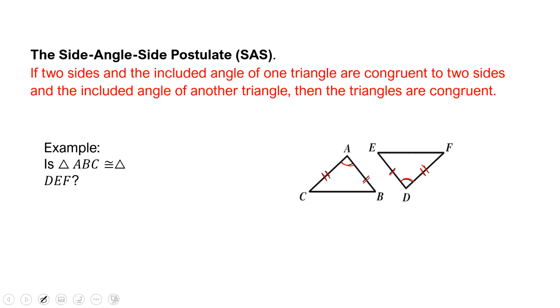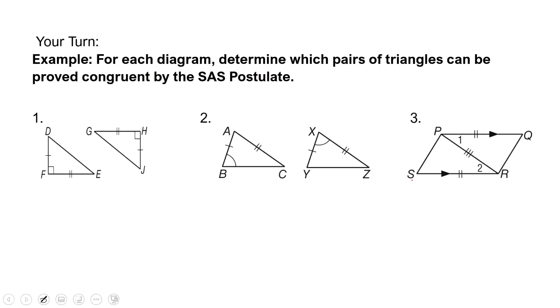Okay, here's some for you to try. I want you to take a look. Determine if we can say whether the pairs of triangles are congruent by the side angle side postulate. We're just looking specifically at that postulate. Take a few minutes, enter your answers in the Edpuzzle, yes or no, they're congruent, and then come back and check and see how you did.